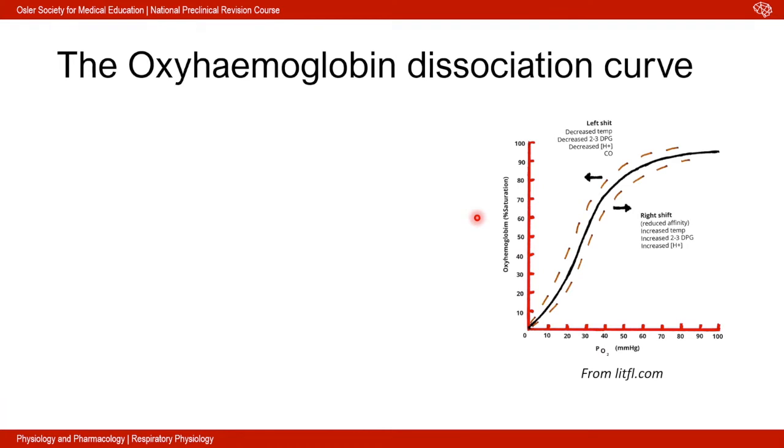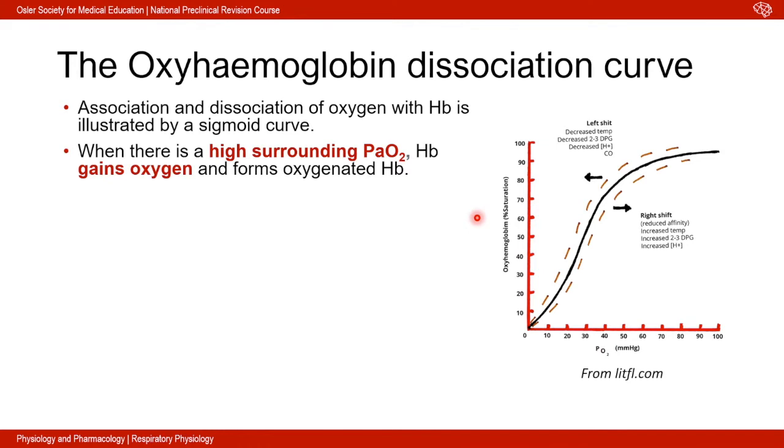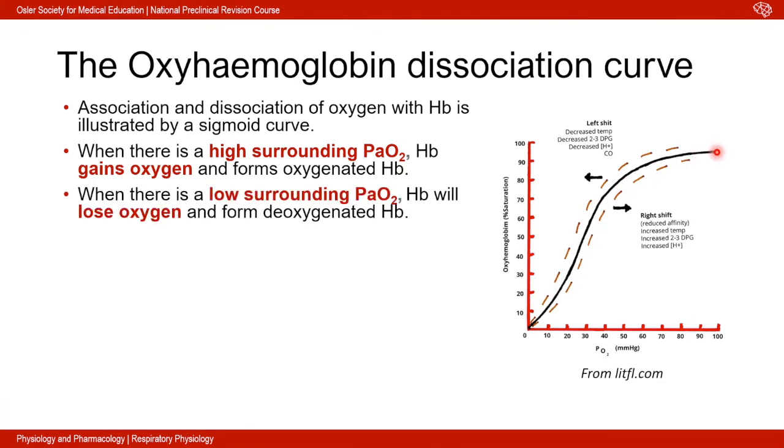So looking at this lovely sigmoid curve, it basically shows that when there's a high surrounding PO2, hemoglobin is going to gain oxygen and form oxygenated hemoglobin. So going up the curve, it's gaining oxygen. When there's a low surrounding PO2, the hemoglobin is going to lose oxygen and form deoxygenated Hb. This is showing your saturation, oxygenation versus deoxygenation, and this is showing your external PO2. So going up, we gain, and going down, we lose oxygen.